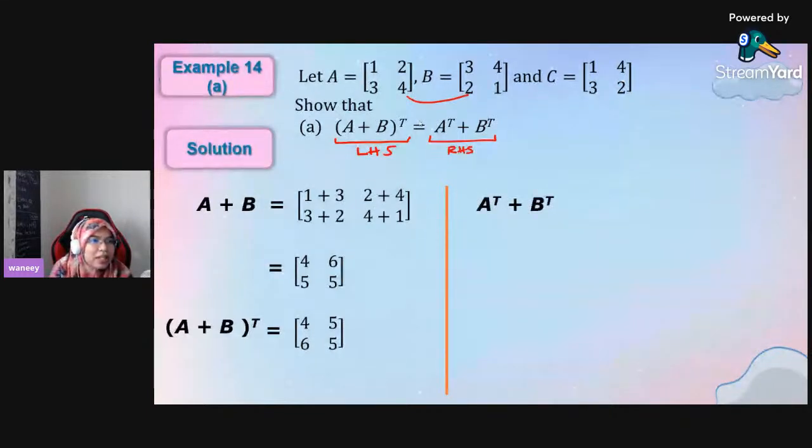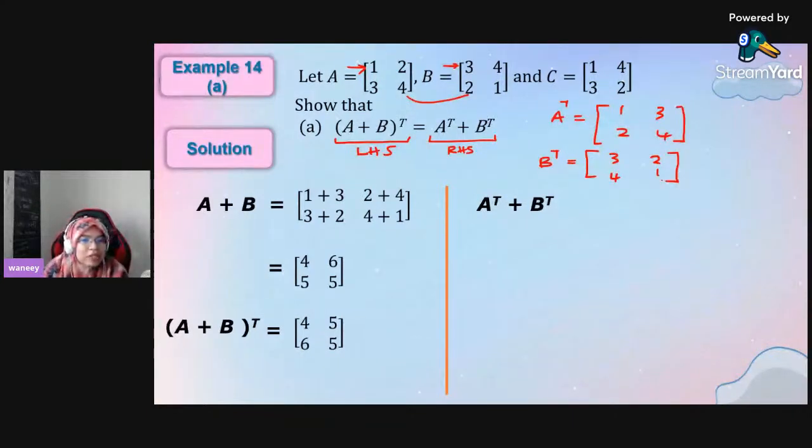Okay, so A. A is 1, 2, 3, 4. So A transpose, okay, 1, 2. So first row, first column, 3, 4. So that is A transpose, and then B transpose. Okay, my first row, 3, 4. So 3, 4, 2, 1. So A transpose, B transpose.